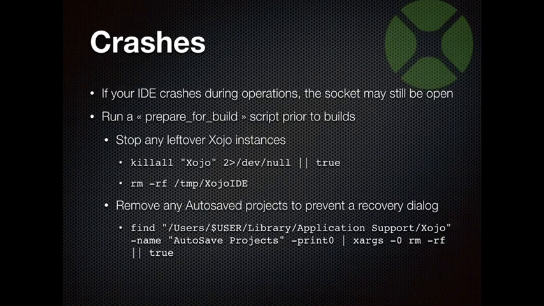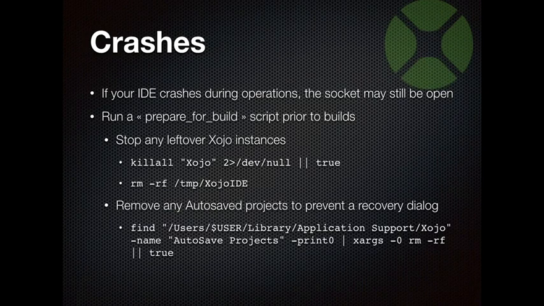One interesting gotcha is to handle crashes. If there's a crash for whatever reason, the socket might still be open. So one thing that I would recommend is that before you do a build on your CI system, you run a pre-build script, like a separate bash script or batch file, that tries to remove any trace of the Xojo processes in memory. So you start with a clean slate.